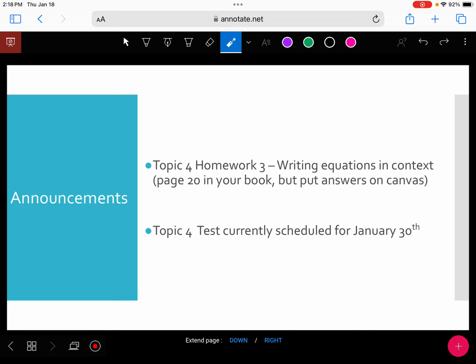The due dates are just so that we don't have a giant block of them on the last day of the chapter. It is page 20. It's 100% the exact same questions. I just want you to type it in on Canvas because it's way easier for me to grade, and I don't want you to rip stuff out of the book. So it is the exact same questions as on page 20.